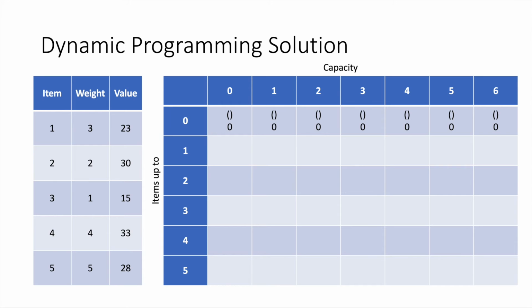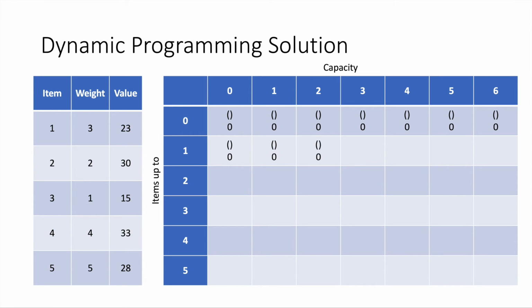Next, we look at including item 1 in the knapsack. Looking at column 0 and row 1, we can see that item 1 with a weight of 3 will not fit into a 0 capacity knapsack. So the value for this cell is the same as the one above it. Similarly for capacity 1 and 2.